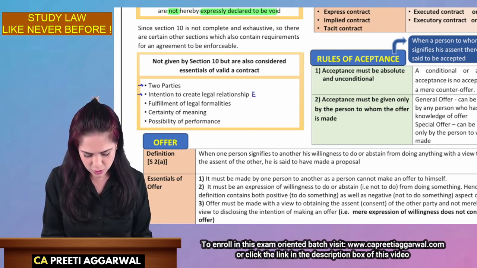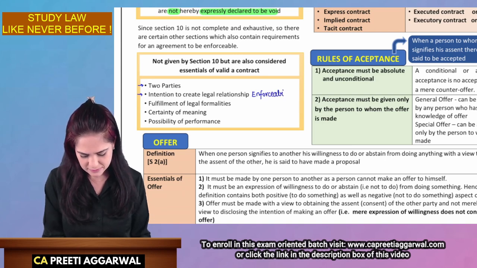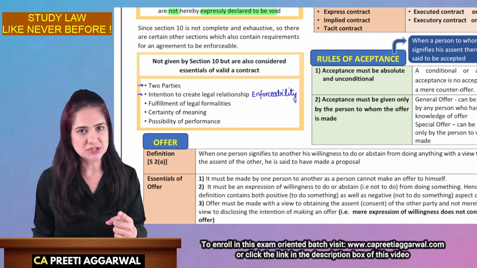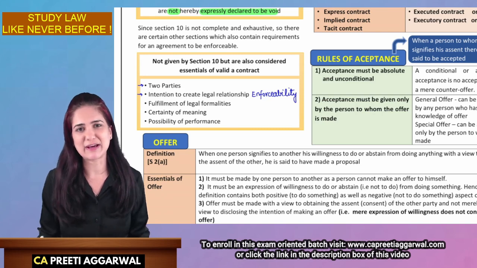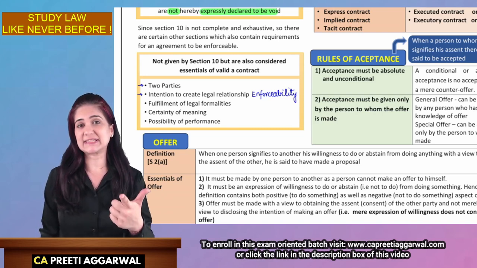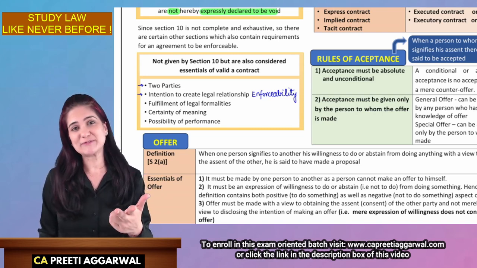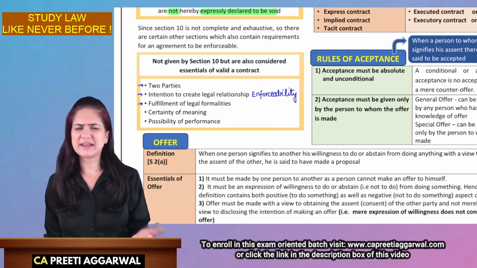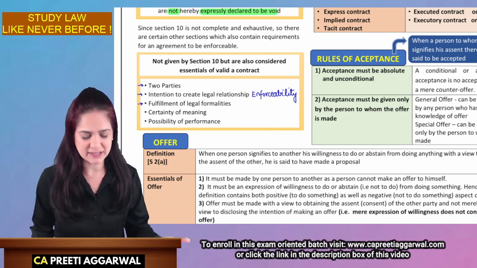This is talking about enforceability. Okay? So 2 parties, enforceability. These are the elements for a valid contract. I need offer. I need acceptance. I need enforceability. Yes? Then we need fulfillment of legal formalities if there are any, like it has to be in writing, registered, etc.